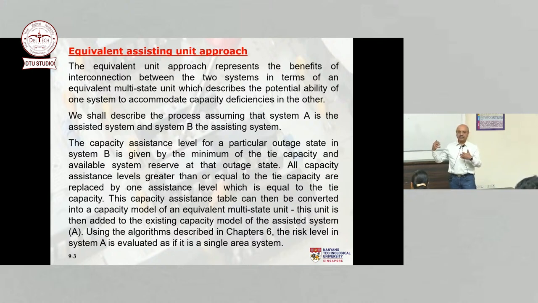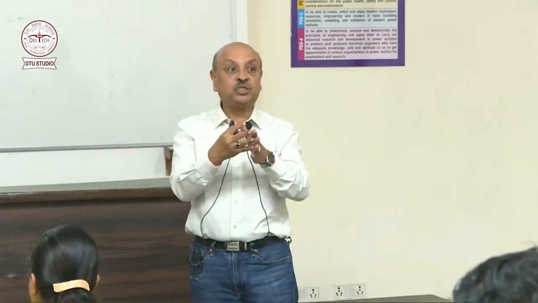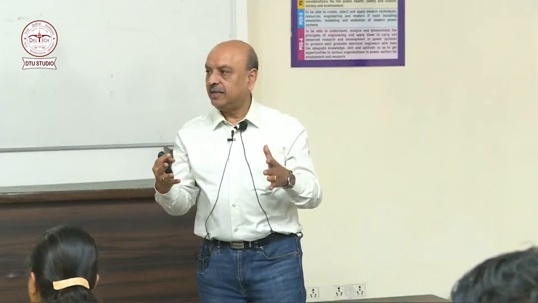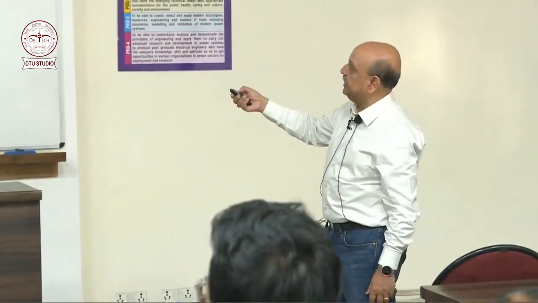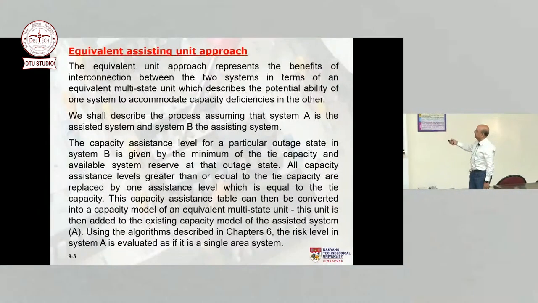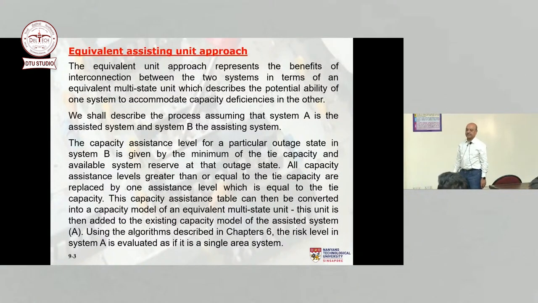So that's what I mean, that even though the system may be able to transport more energy to my system, because of the constraint imposed by the tie line, I have to consider that as well, right? So we need to consider the constraints imposed by the tie lines. All capacity assistance levels greater than or equal to the tie capacity are replaced by one assistance level which is equal to the tie capacity. So the maximum level of support will be the level of the tie line capacity.